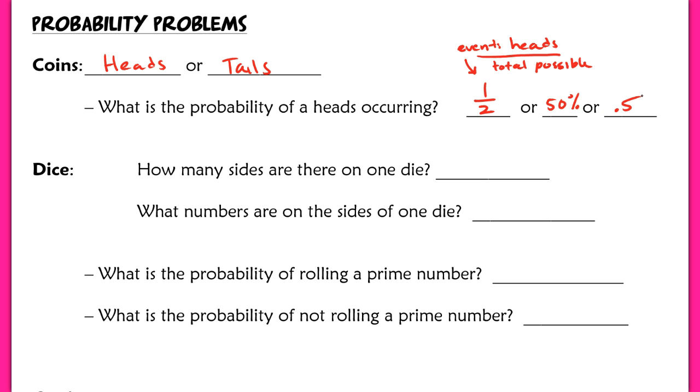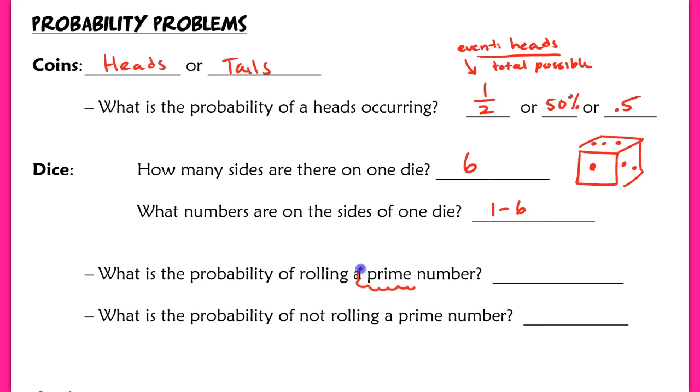Now for dice, how many sides are there on one die? There are 6 sides on a die. So just like those normal dice that you would roll in a game, dice that look like this. I already drew on a couple of these, but the numbers on the sides of one die are numbers 1 through 6. Okay, there are 6 sides, and each side has a different number, 1 through 6 on there. So this first question says, what is the probability of rolling a prime number?